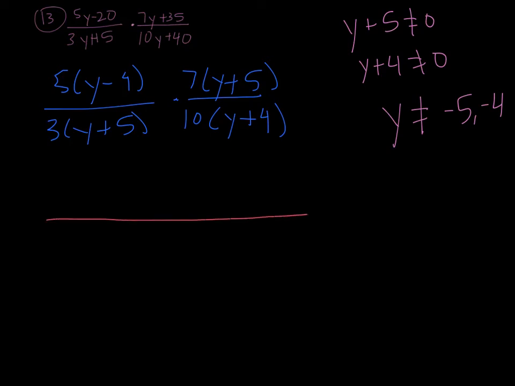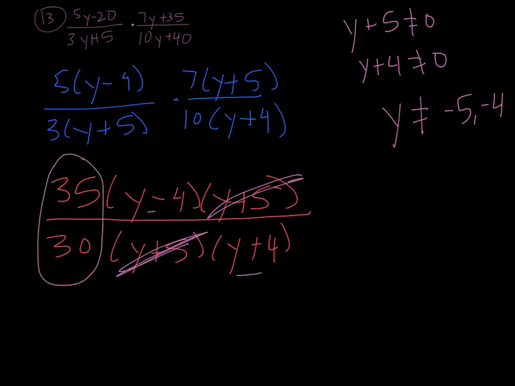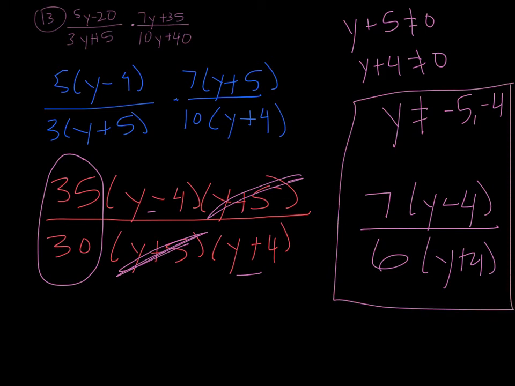However, you could multiply across if you want. So we have 35, y minus 4, y plus 5. And then we have 30, y plus 5, y plus 4. So if I look at this, I can cancel out this y plus 5 on both top and bottom. These two are not the exact same, so I can't cancel those. But I can simplify 35 over 30. Both of those are divisible by 5. So 35 divided by 5 is 7, 30 divided by 5 is 6, and I still am left with a y minus 4 on top, and a y plus 4 on bottom. So right there is my final answer.